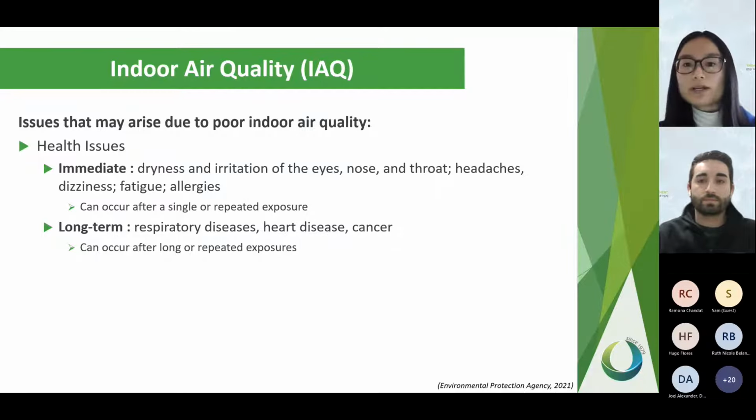For these immediate health effects, people generally notice that there are symptoms at work, and they feel better when they leave the building or when they have been away from the building for a weekend or a long vacation. So after an extended break, people might feel better. And in terms of long-term health effects, these are less common, and they include respiratory diseases, heart disease, and cancer.